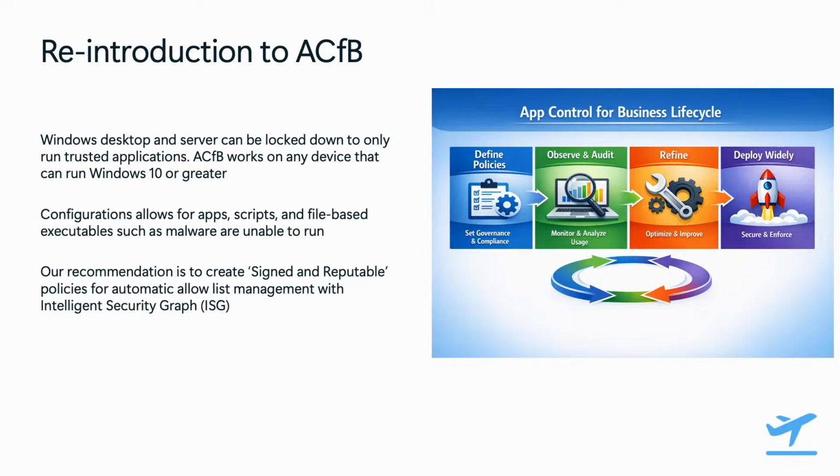Our recommendation is to use the Signed and Reputable template policy, which uses the ISG, Intelligent Security Graph, to apply cloud-based reputation signals for anything that is not explicitly trusted. Now, for deployment and management, App Control integrates with Microsoft Intune for client endpoints and Azure Arc for servers. App Control is supported for Windows 10, Windows 11, and Windows Server. No hardware or licensing requirements are needed, making this super easy to use.